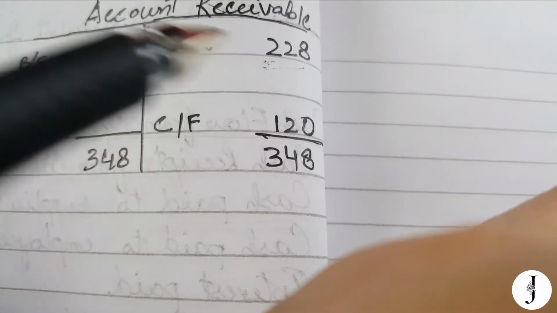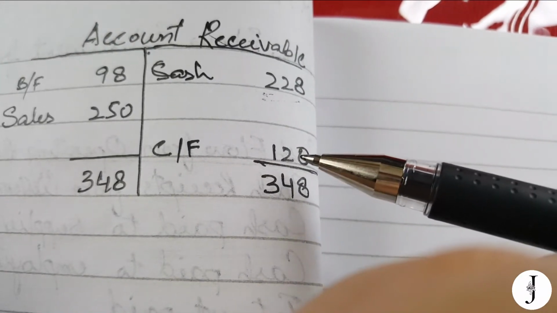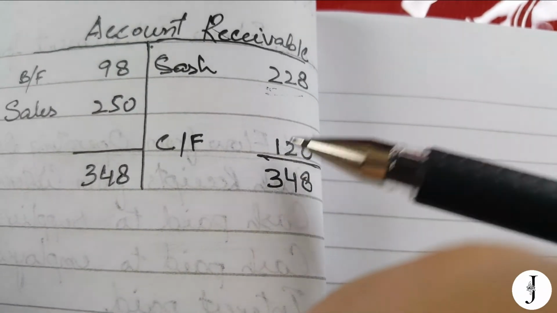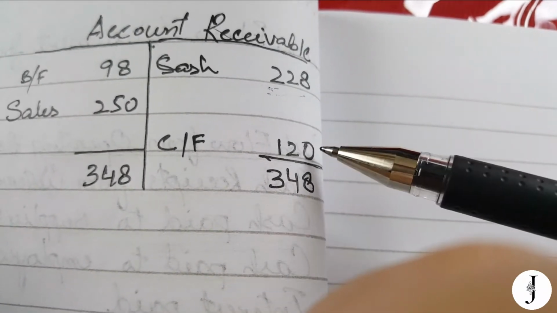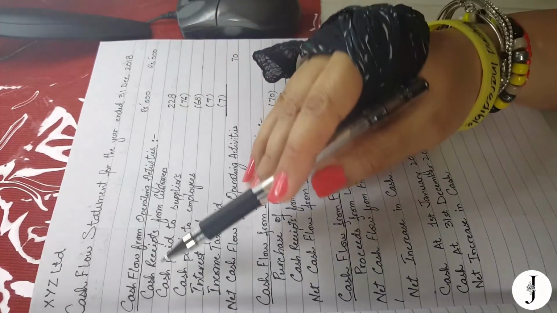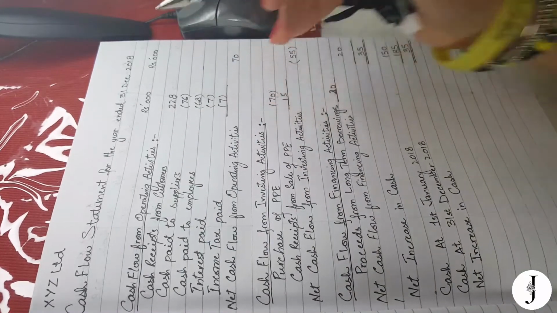So this we have calculated by doing simple maths. This will become next year's opening balance. So we will continue the account. So for year 2019, this will become next year's opening balance. So this figure we have calculated, that is cash receipts from customers. This figure we have calculated.